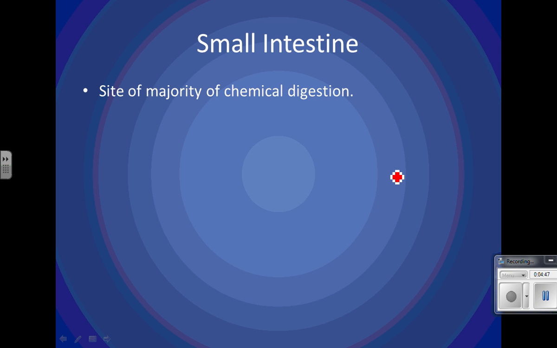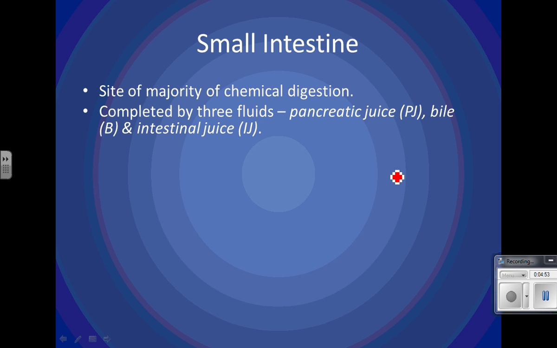Alright, so the small intestine. This is where most chemical digestion occurs. There are 3 fluids involved.